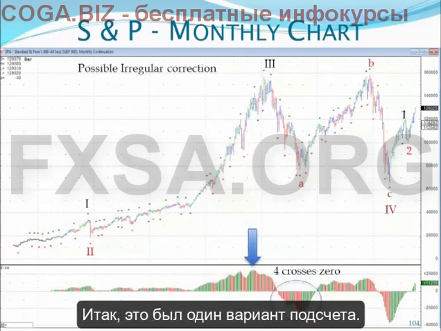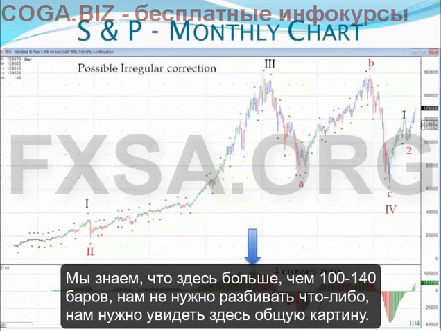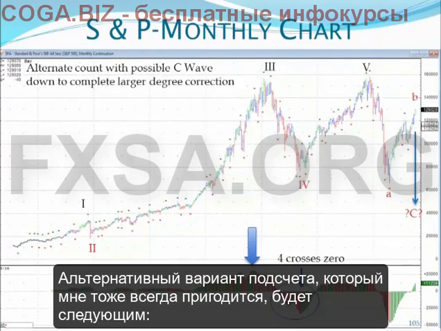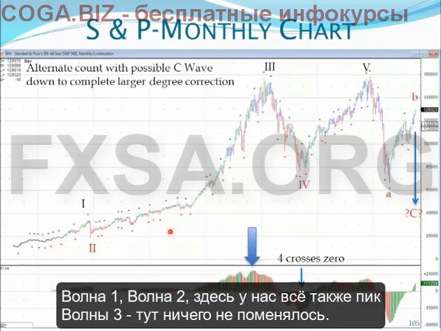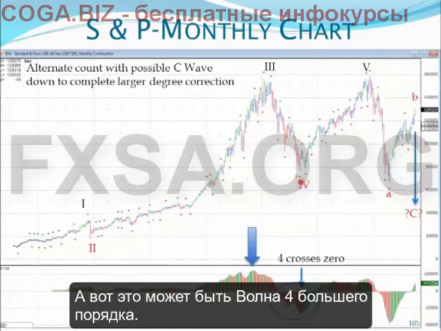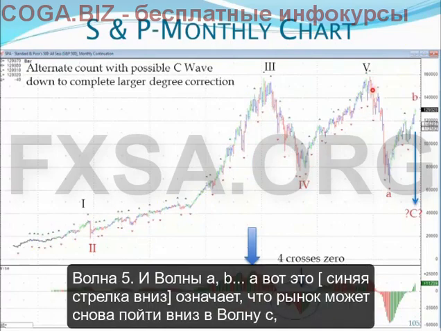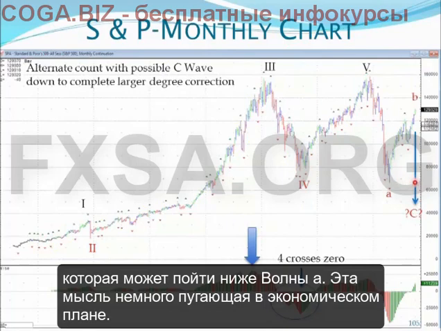Now that is one count. We know there's more than 100 to 140 bars here. We're not trying to break them down. We're trying to see the overall big picture. Our tallest peak there on the upside is wave 3. Our alternative count, which I always like to have, should be a wave 1, a wave 2. We still have the peak of wave 3. That does not change. This may be the large degree wave 4, wave 5, an A, a B, and that means the market would head back down for the C wave, which would have to go lower than A, which is kind of a pretty scary thought economically.